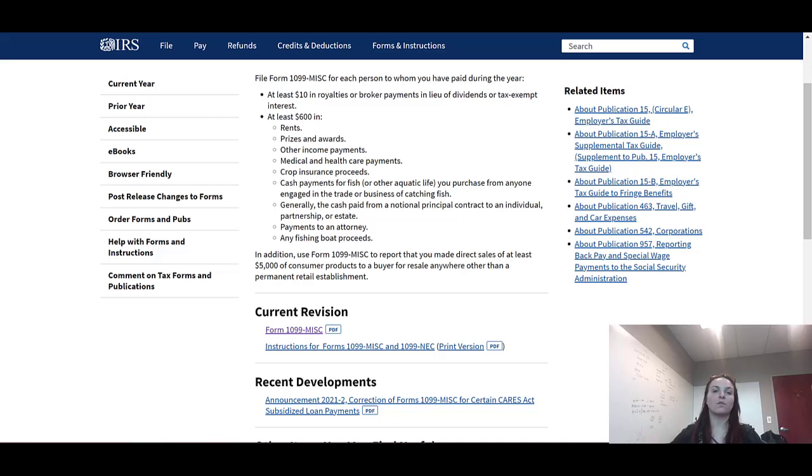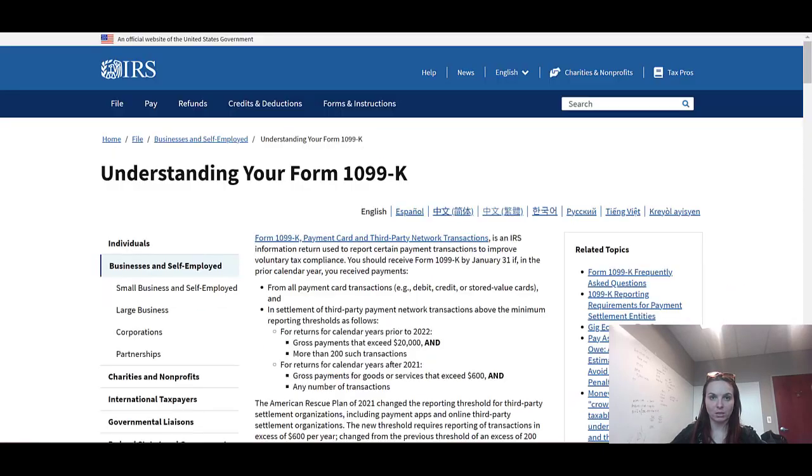1099-K is a form that is issued by payment processors, okay? So what exactly is a payment processor? Payment processors are going to be things like PayPal, Stripe, Square, okay? Anybody that is processing money, credit cards, bank transfers. Companies who are processing payments for your business are going to issue a 1099-K, okay?